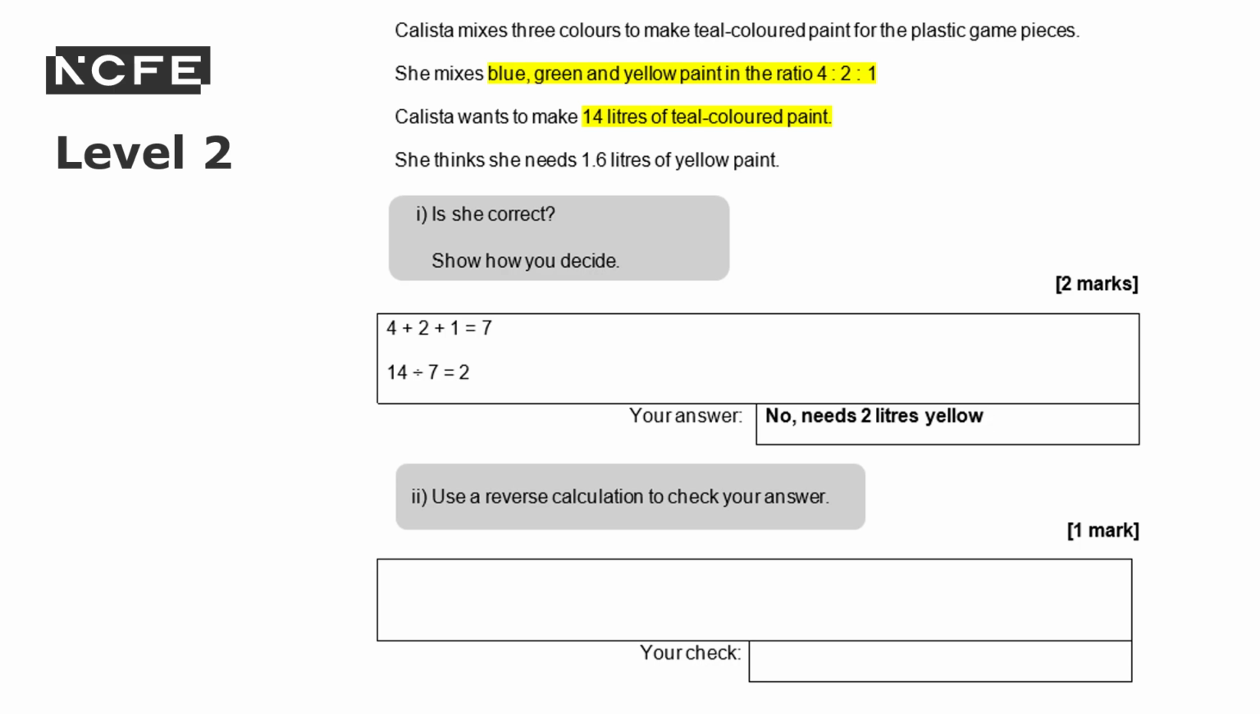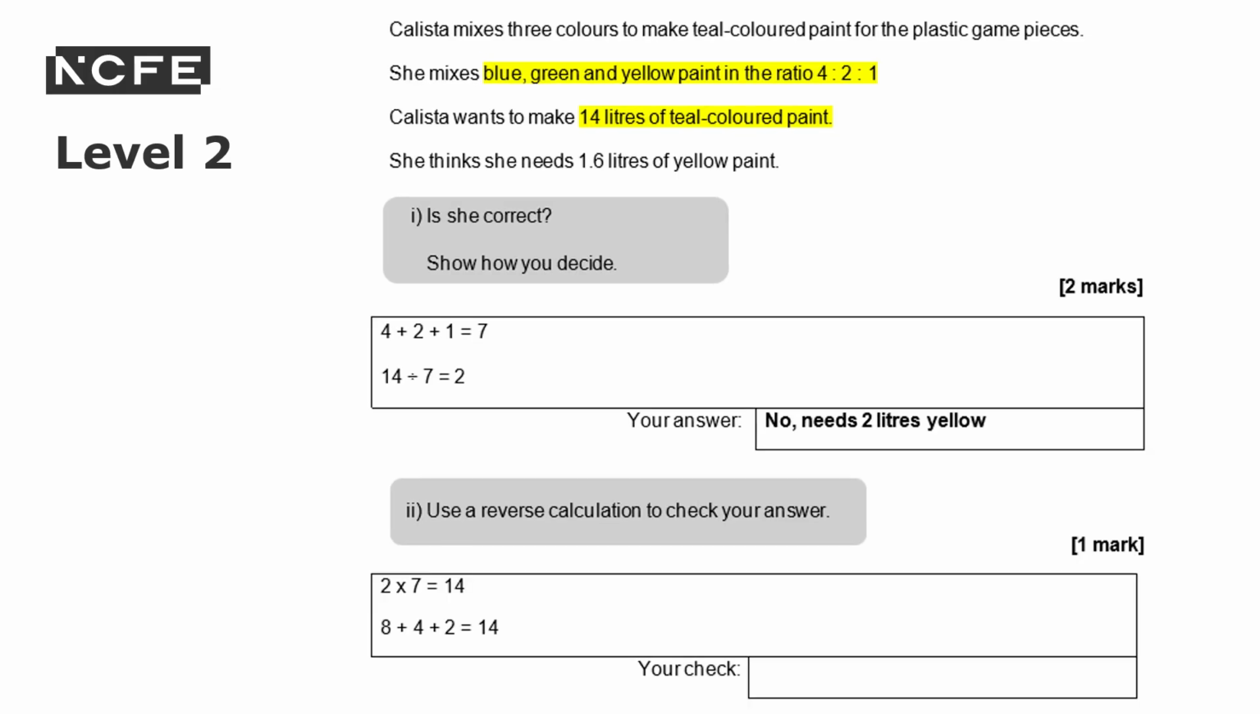So our learner has added up the parts in the ratio to see we've got 7 parts, divided the total amount of paint that she wants to make, 14, by the 7 parts, and we've got 2. So each part in the ratio is 2. And since yellow is the final part of the ratio, we need just 1 part of yellow for the teal paint. Then Callista actually needs 2 litres of yellow paint. So that's the answer we've given, and then we're asked to do a reverse calculation to check your answer.